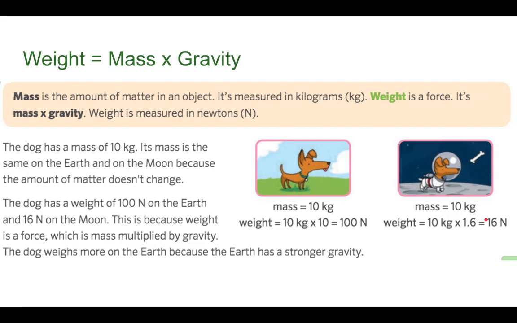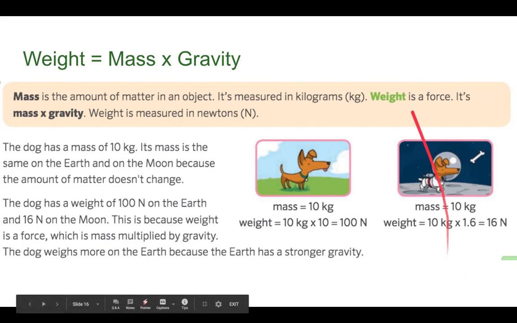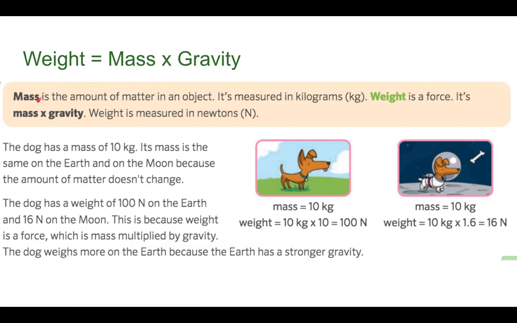For example, the mass of the dog is the same on Earth and on the Moon, but its weight is greater on Earth than on the Moon. Why is that? Well, weight equals mass times gravity. Mass is the amount of matter in an object. It's measured in kilograms. Weight is a force. It's mass times gravity. And weight is measured in newtons.